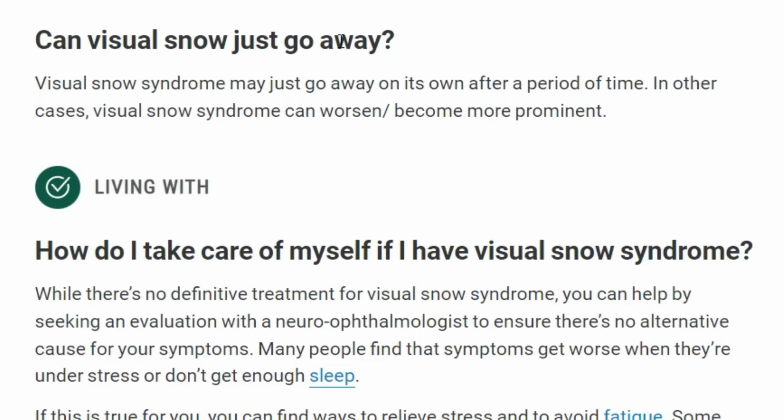So can visual snow just go away? It says visual snow syndrome may just go away on its own after a period of time. In other cases, visual snow syndrome can worsen, become more prominent.